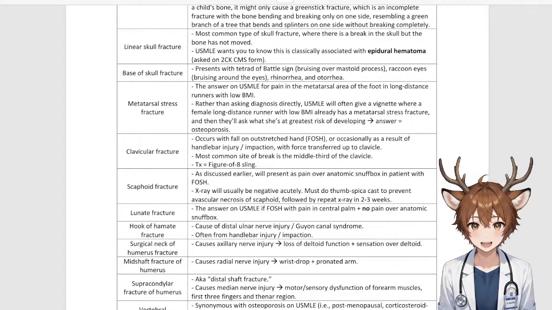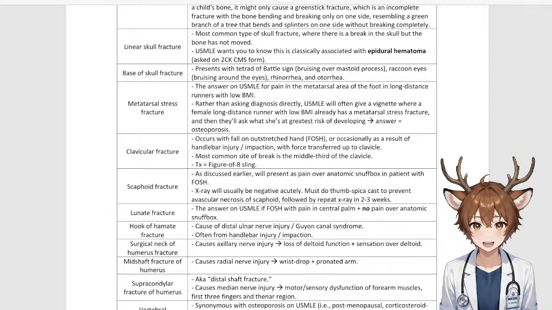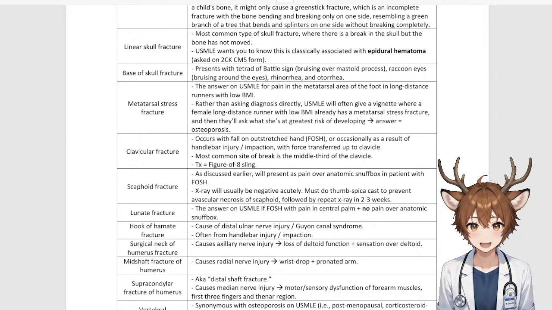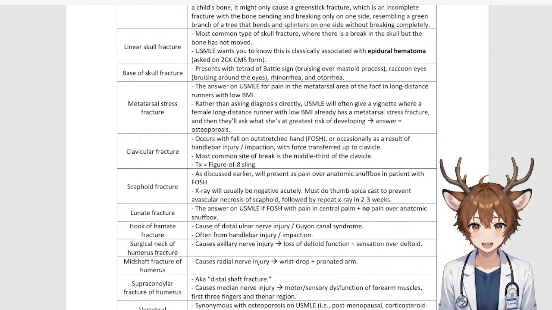What about hook of hamate fracture? Remember hook of hamate? We were talking about Guyon's canal. Cause of distal ulnar nerve injury, Guyon canal syndrome, often from handlebar injury / impaction.